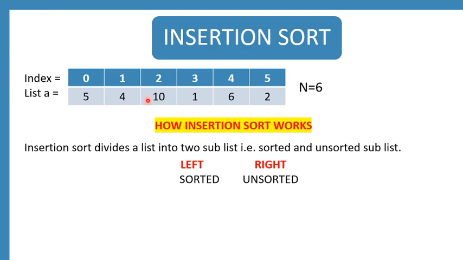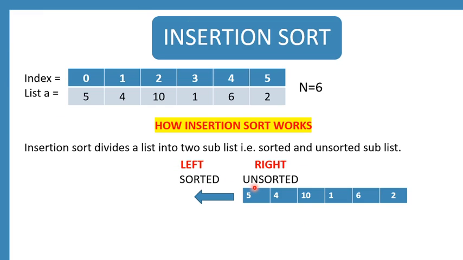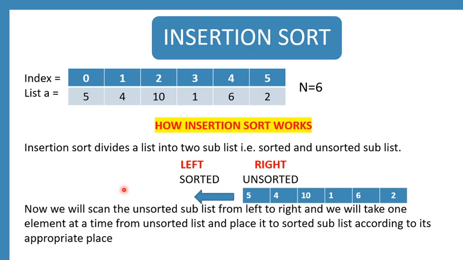Now initially the whole list is unsorted, the whole list will be placed at the right hand side. Now what we will do, we will take elements one by one, first 5, then 4, then 10, then 1, then 6, then 2, and shift them to the left hand side. Okay, so this is the basic concept of insertion sort.